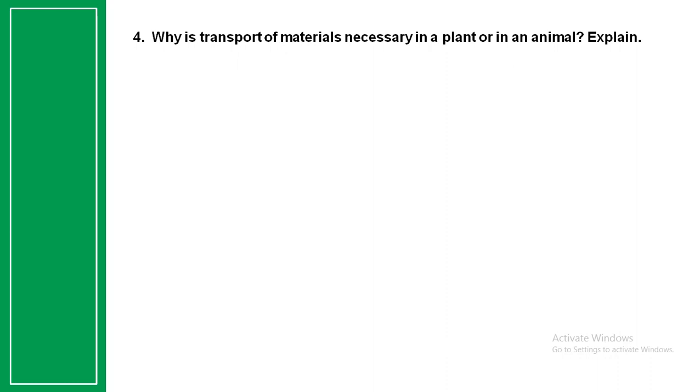So in the same way, there are different materials which have some special importance. If that material is not transported to the respective living organism, then what will happen? That person may die. Okay, so that's why transportation is important. Over here in the answer, we have just mentioned one example of plants. So आप वो भी लिख सकते हो और animal का भी लिख सकते हो.